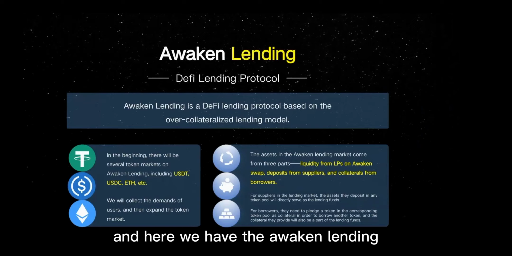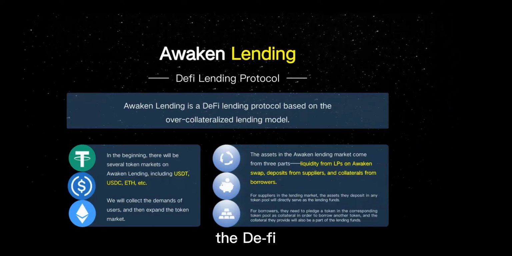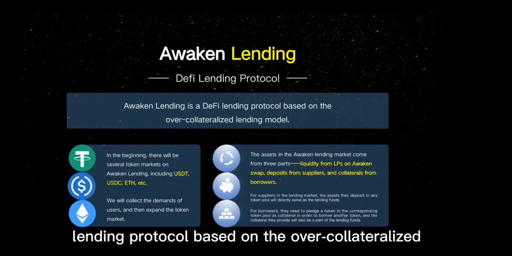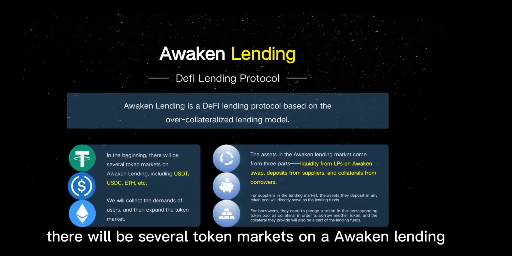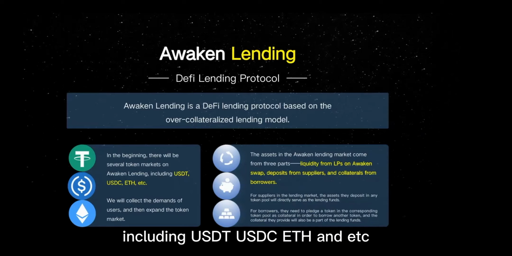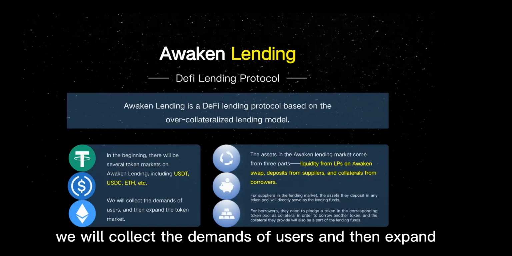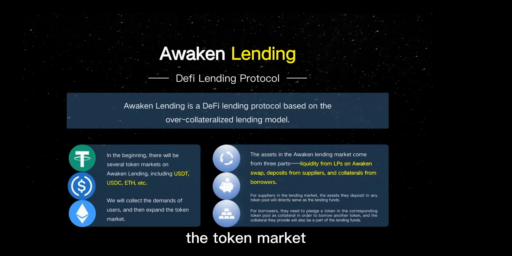And here we have Awaken Lending, the DeFi lending protocol. Awaken Lending is a DeFi lending protocol based on the over-collateralized lending model. In the beginning, there will be several token markets on Awaken Lending, including USDT, DC, ETH, etc. We will collect the demands of users and then expand the token market.